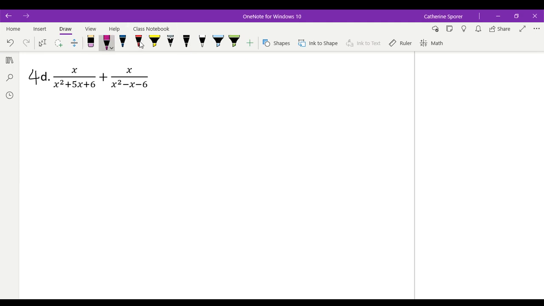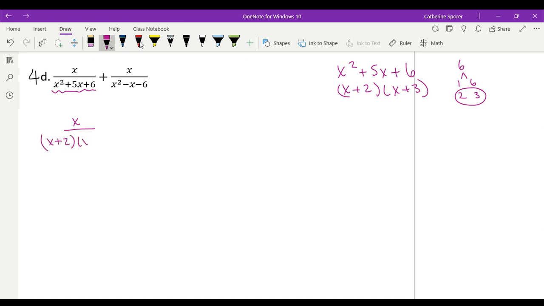So let's start by factoring x squared plus 5x plus 6. So we want the factor pairs of 6 that add to 5. So the factor pair we want is 2 and 3. So x plus 2, x plus 3. Okay, so this first fraction is x over x plus 2, x plus 3.